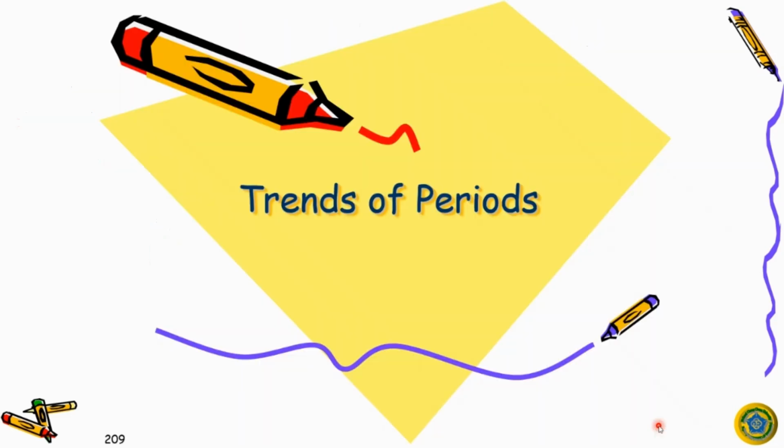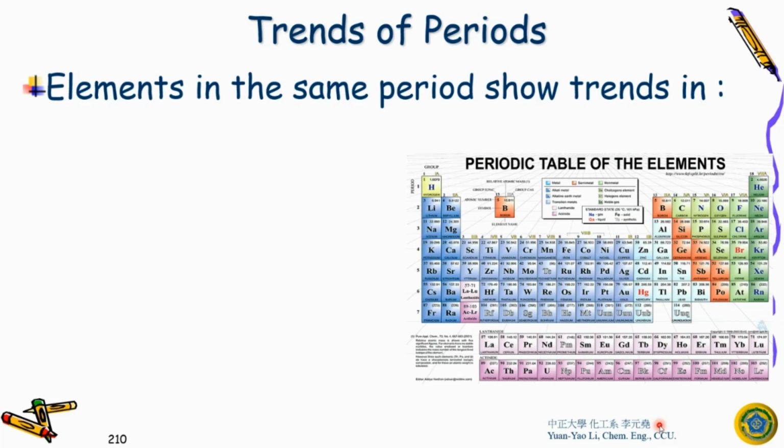Okay, so now let's go to the important part. We want to talk about the periodic table today. It's called Trends of the Periods. So can you find any rules according to this periodic table? The trends of the periods are that elements in the same period show a trend. There are 4 topics we want to talk about. The first one is atomic radius.